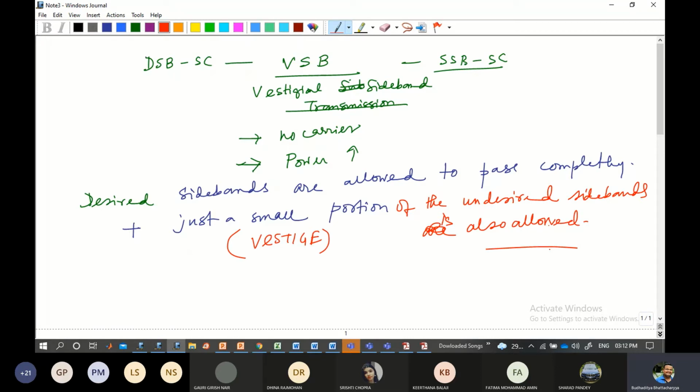So what does that mean? That if you are transmitting the USB, along with the USB, a portion of the LSB will also be included.